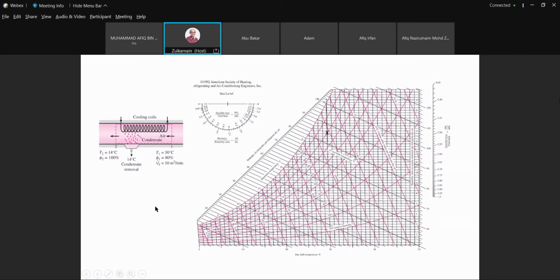So this is state 1. Okay, 30 degrees C, this is 30 degrees C. The relative humidity is 80%, so that is state 1. And then after that, we are going to have state 2. State 2 is 100% RH, Phi is 100%, and the temperature is 14. So this is the line of 14 degrees C.